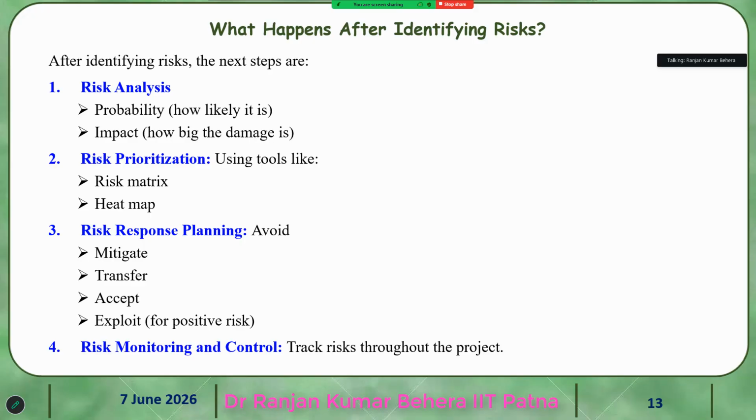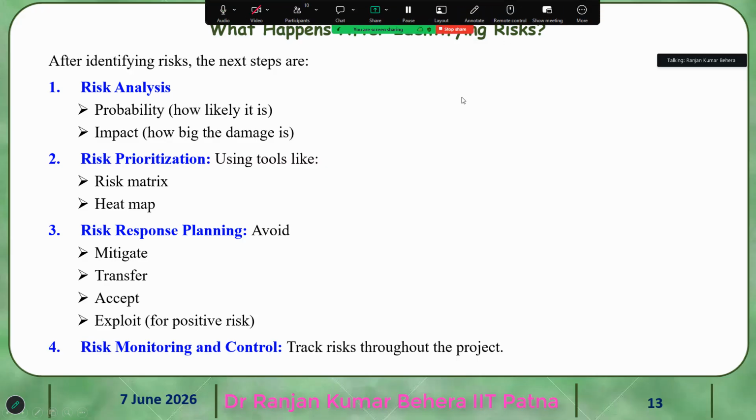And then a heat map is a tool like this. This heat map will give what is the maximum risk, what are the maximum risks in that one, and risk response planning to avoid, to mitigate and transfer.